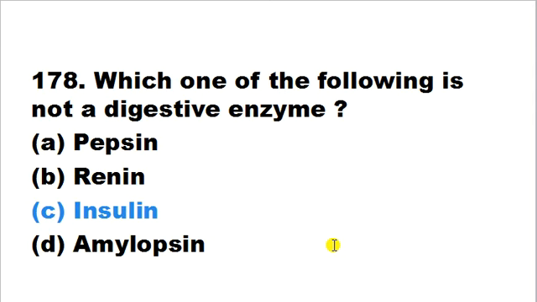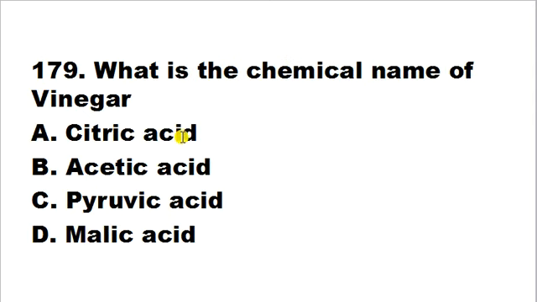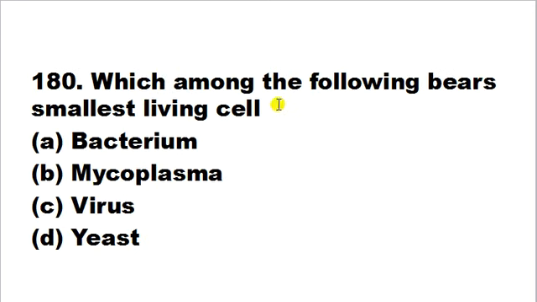What is the chemical name of vinegar? Citric acid, acetic acid, pyruvic acid, malic acid. So here the correct answer is B. That means acetic acid is the chemical name of vinegar. Which among the following bears the smallest living cell? Bacterium, mycoplasma, virus, yeast. Its correct answer is mycoplasma. Mycoplasma gallisepticum is the smallest living cell on the earth. So here the correct answer is B.